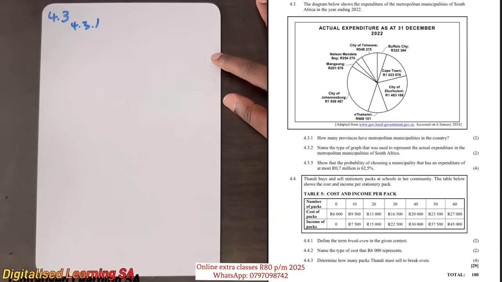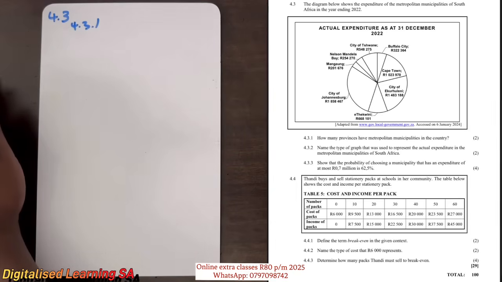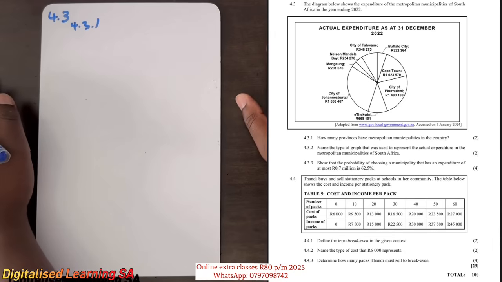So we have 4.3.1. If you check here, we have 1, 2, 3, 4, 5, 6, 7, 8. We have 8 metropolitan municipalities given on our diagram, and we can see that some are from Gauteng. In Gauteng we have city of Tshwane, city of Johannesburg, and city of Ekurhuleni. Yeah, we have 3 in Gauteng.